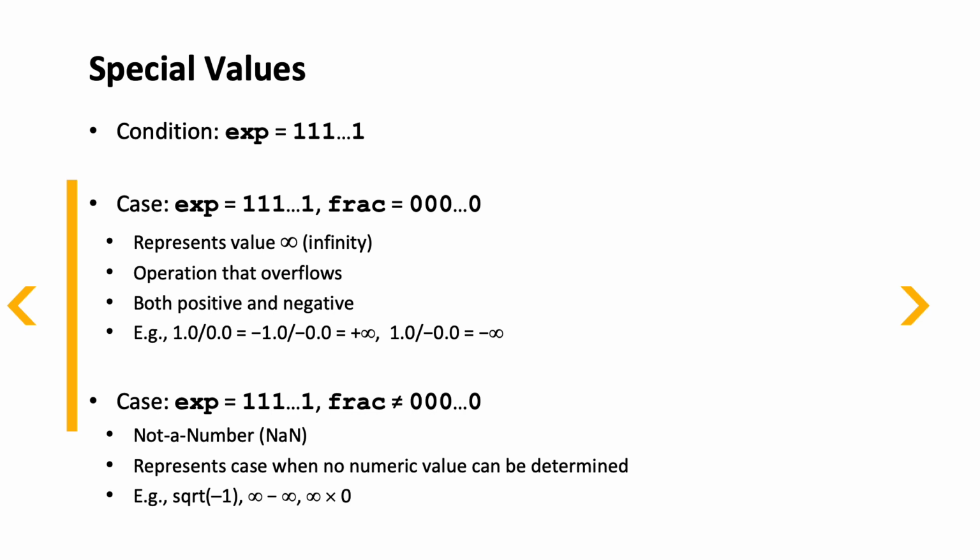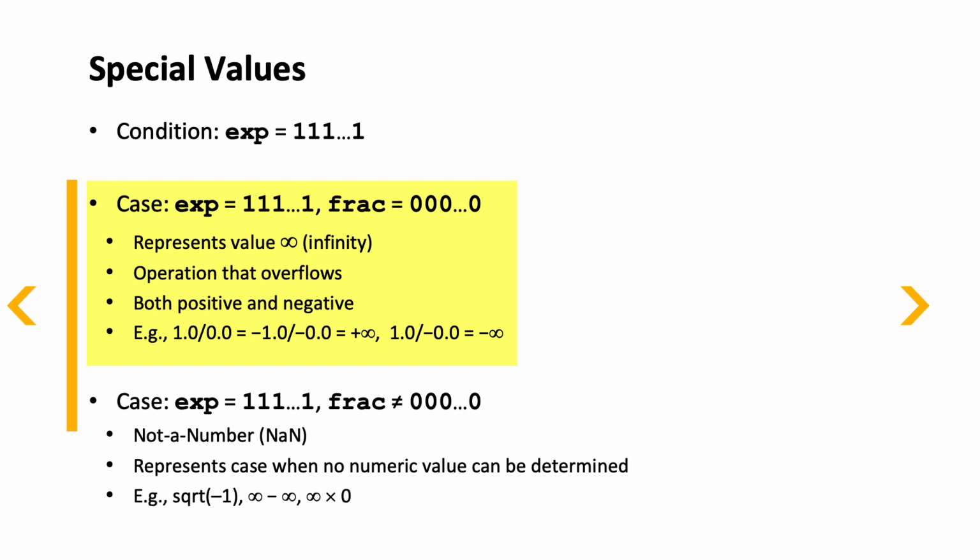Now, we also have some special values. The way we know that we're dealing with one of these special cases is if the EXP field is full of 1s. So if every bit in the EXP field is a 1, now we know that we're dealing with a special case. The first one is if we have all 1s in the EXP field and all zeros in the frac field, we're going to be representing an infinity, right? An infinite value. And this is basically what happens when we have an operation that overflows.